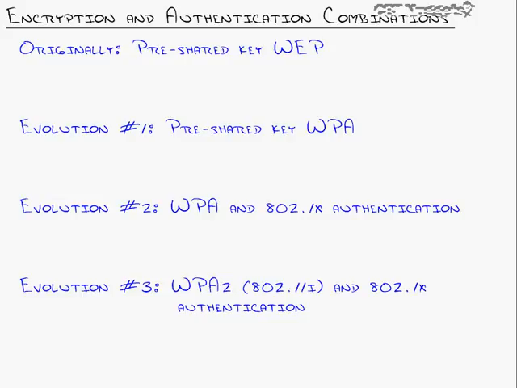WEP was the initial security method that was considered extremely weak, meaning it had many issues. There were a lot of known attacks where you could break through those encryption keys.